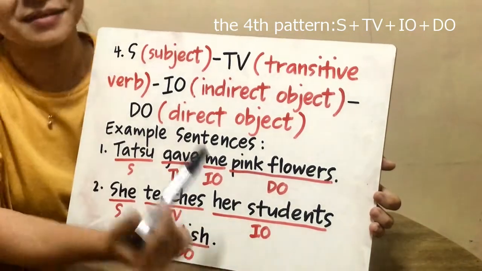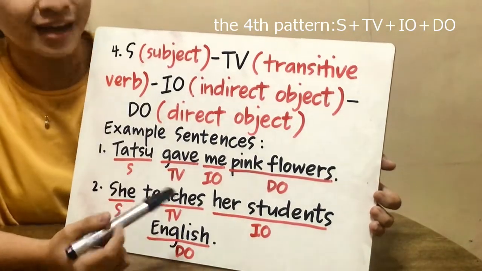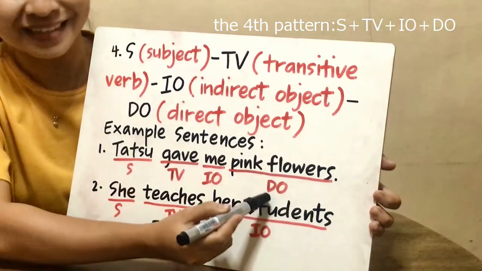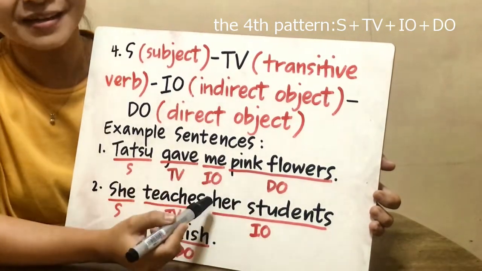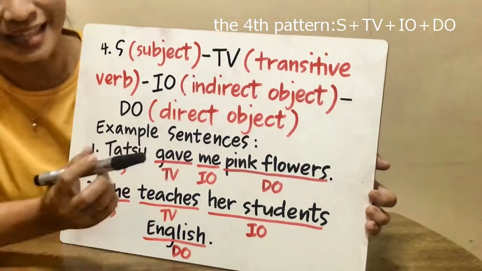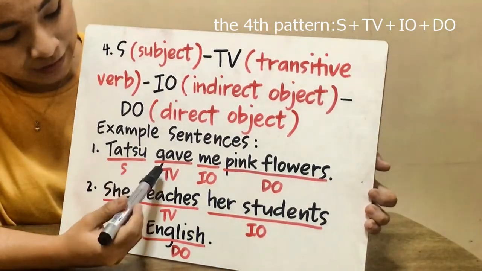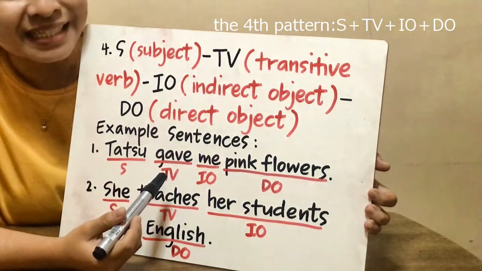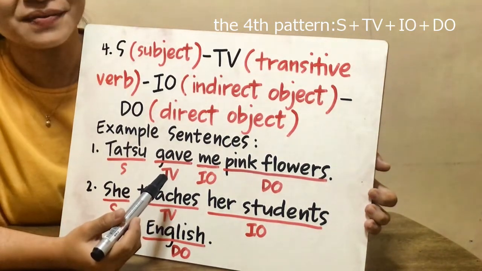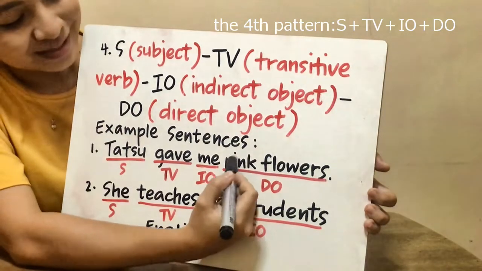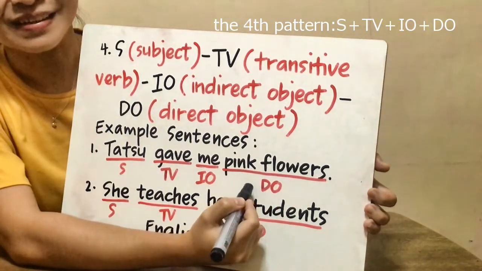So let's try. First, let's identify the direct object. And after, let's try the IO. So the first question is like this. Tatsu gave what? What's the answer? Of course, it's the pink flowers. So this is your DO.